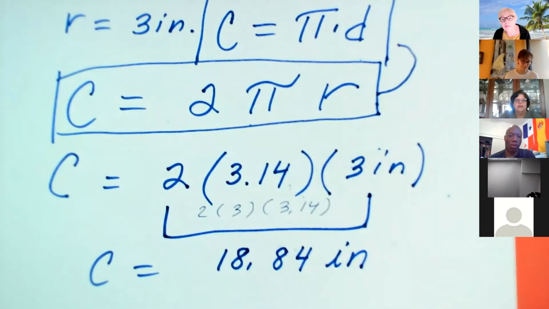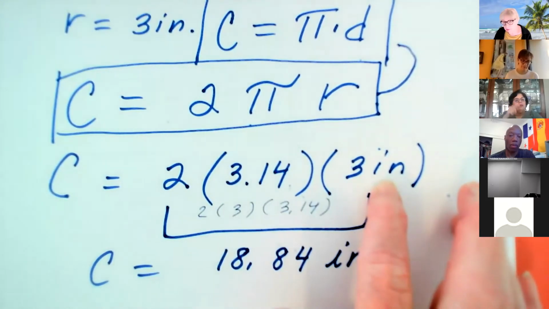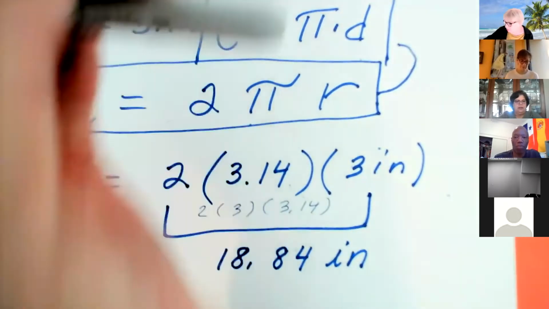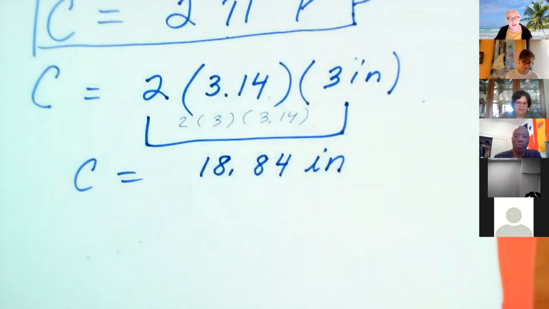Did you want to just do it straight from left to right? Is that what you want to do? You multiply 2 times 3.14 times 3 inches. Yeah. Oh, it doesn't matter. They all have to be multiplied. The order that you multiply them does not matter.